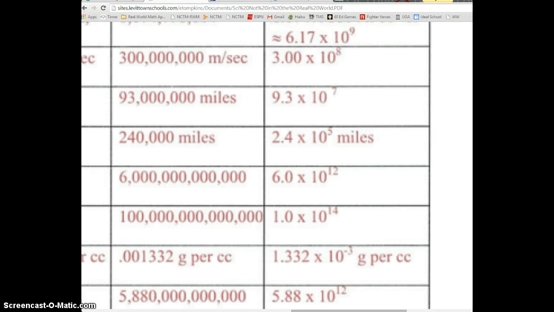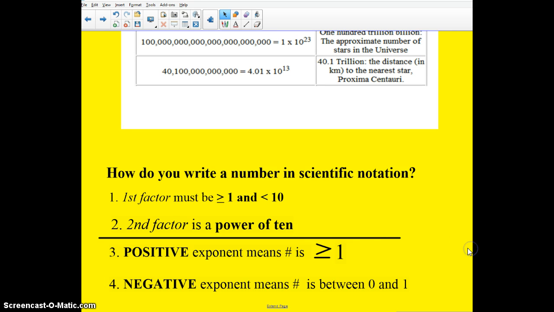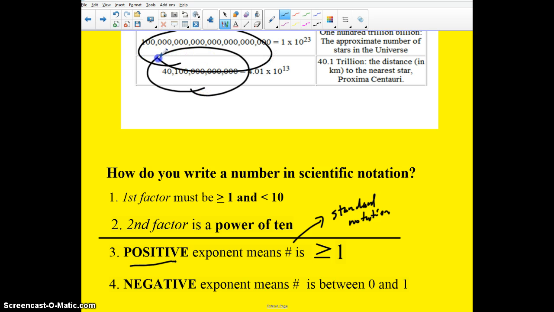Now, the second thing that's important to note is that when you notice this, some of those were positive exponents and some of those were negative exponents. And so what I would point out right here is this. A positive exponent means that the number, and when I say number here, I'm talking about the number written in standard notation, how we typically see numbers, is greater than or equal to 1. A negative exponent means that the number in standard notation is between 0 and 1.